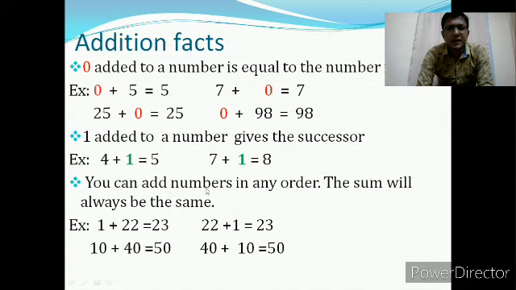Next, you can add numbers in any order. The sum will always be the same. That means in either way you can add the numbers. 2 plus 3 is the same as 3 plus 2. 2 plus 3 is 5, as well as 3 plus 2 is also 5. Let us see some examples. 1 plus 22 is equal to 23. Similarly, even if you reverse this, 22 plus 1 is equal to 23. 10 plus 40 equals 50. Similarly, 40 plus 10 equals 50.